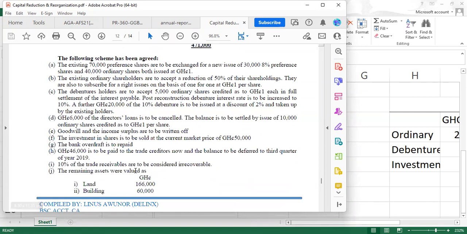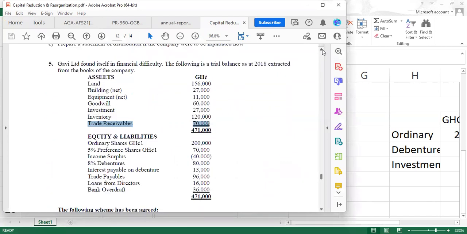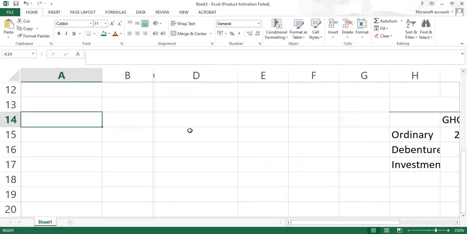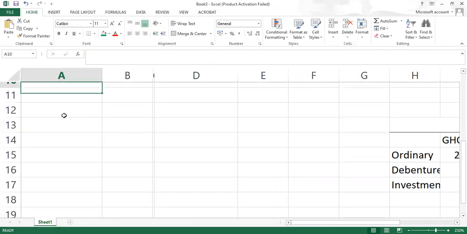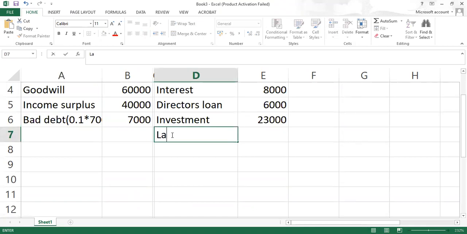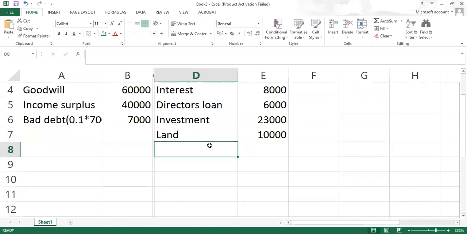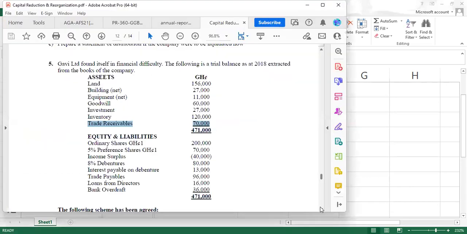The remaining assets are valued as land is 166. So the question is, how much was the land first? 156. So what is happening? An increase in value by how much? I think 10,000. So that will be a gain, isn't it? Yes. 10,000. So the new value for the land now will be 166. Okay. Let's go to the next one.